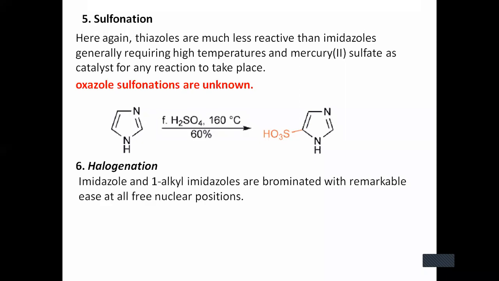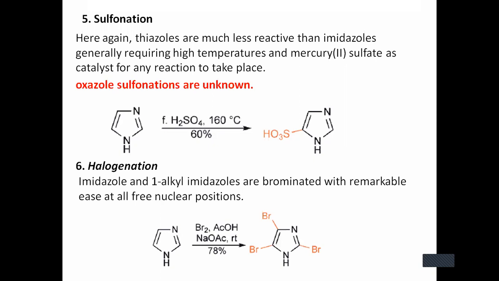Similarly, if you go for halogenation, imidazole and alkyl imidazole undergo bromination. Being highly reactive, imidazole forms polybrominated imidazole. We can say all the carbon positions are occupied, or brominated. So this is the challenge.